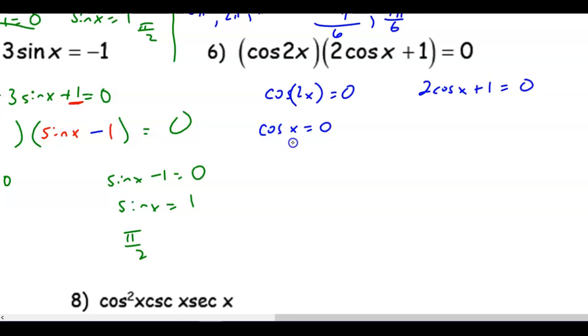Well, cosine x equals 0 at pi over 2. Just hit a button, Morty. Give me a beat. Oh, man. Okay. And 3 pi over 2. All right, 3 pi over 2.